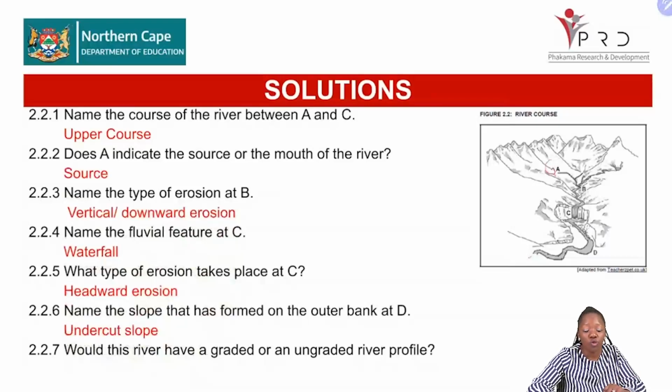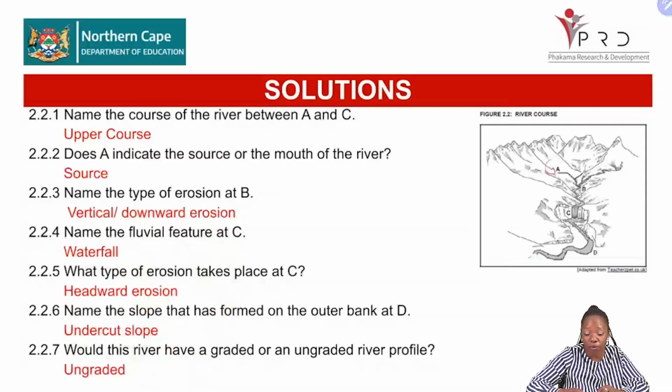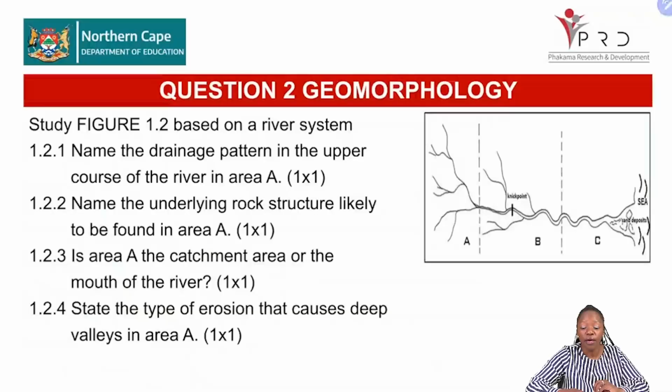Then your 2.2.7, will the river have a graded or an ungraded river profile? Remember, because of the knick points, your waterfall, your rapids, the river will have an ungraded river profile. Then we are still under question 2, your geomorphology questions.